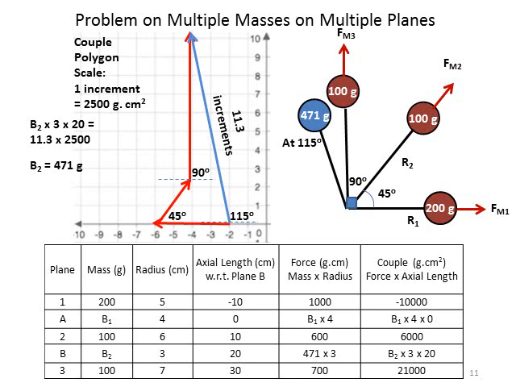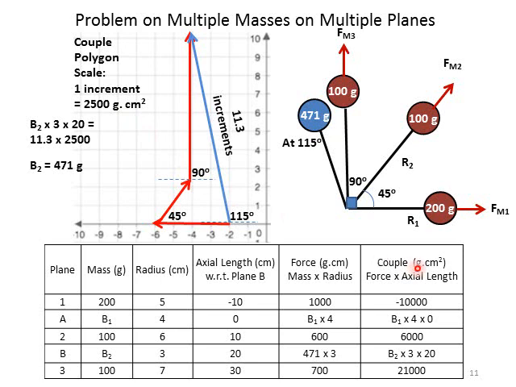As I already mentioned, what we are doing here is drawing to a scale. In the case of the couple polygon, one increment, meaning one box movement, is equal to 2500 gram per meter square.